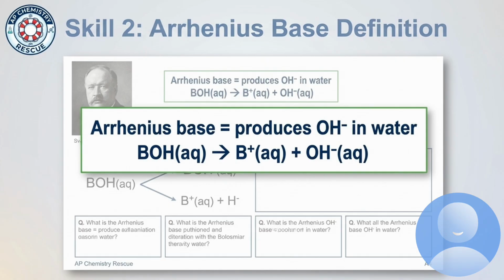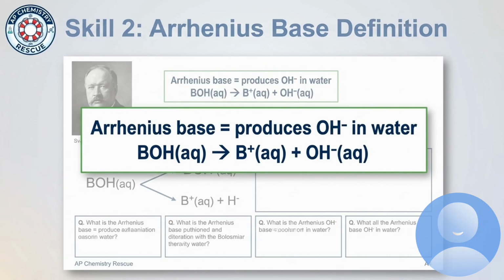Now let's look at the general equation. What do we write here? We write here that BOH in aqueous solution breaks apart into B plus and OH minus. BOH is just a placeholder, so the letter B can mean any base. It can be sodium, potassium, calcium, whatever. The important part is that it has an OH group attached. And when it gets into water, that OH comes off as OH minus.